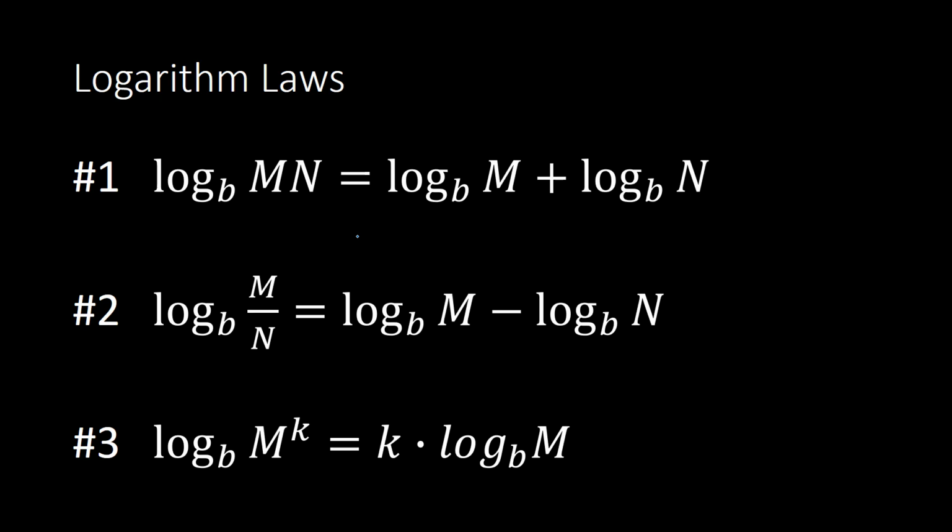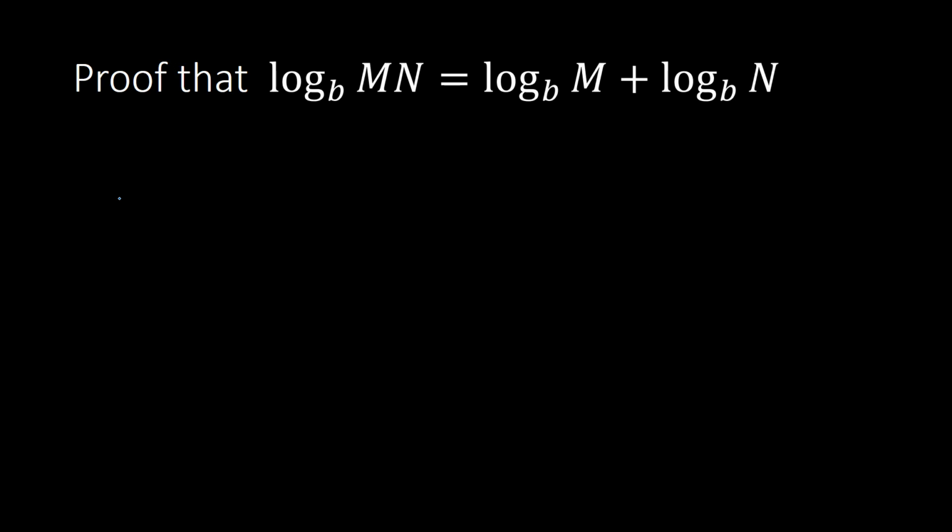So the first law we'll take a look at says that log base b of m times n equals log base b of m plus log base b of n. So the b, m, and n are just any sort of number. And what we're saying here is that if you have a logarithm of two numbers being multiplied together, so m times n, what I can do is I can break apart the logarithm as an addition problem.